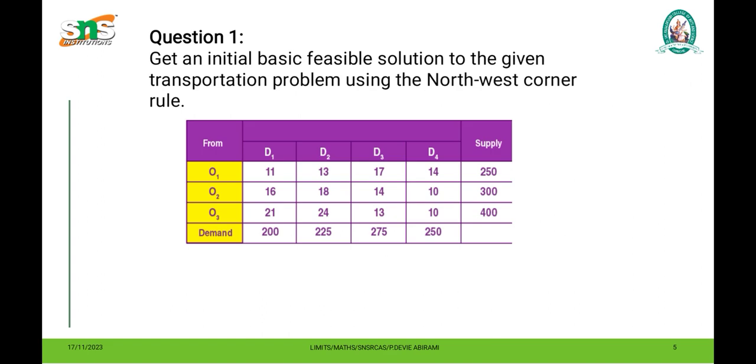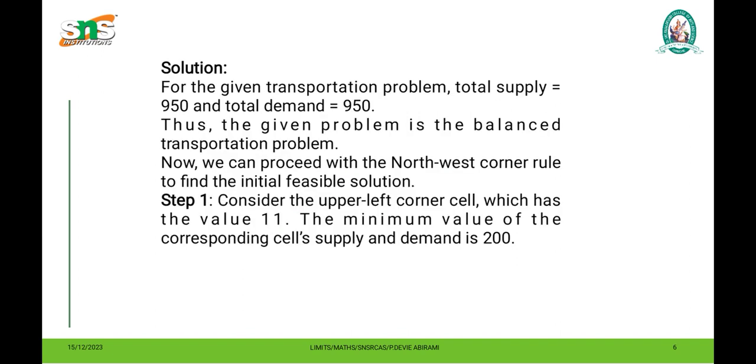In that problem, we have to check whether the sum is balanced or not. 250, 300, 400 is your supply. Demand is 200, 225, 275, 250. We have to check the total of the supply and demand. If they are equal, then we can say it is a balanced transportation problem. It is 950, 950, so it is a balanced transportation problem.